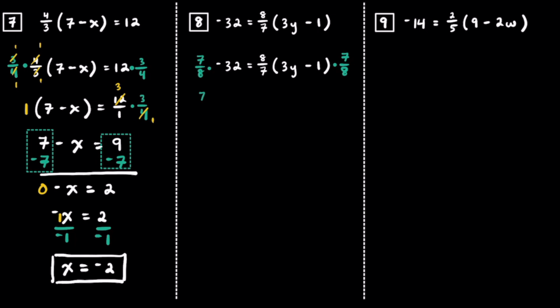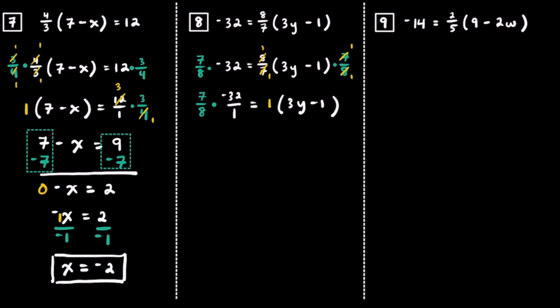On the left side, I'm just going to rewrite this so it's a little bit easier to work with. So the 7/8 is going to multiply by this negative 32, which is negative 32 over 1. And on the right side, notice how these 8's are going to cross cancel to be 1's, and these 7's are going to cross cancel to be 1's as well. So we really are left with this 1 times the quantity of this 3y minus 1.